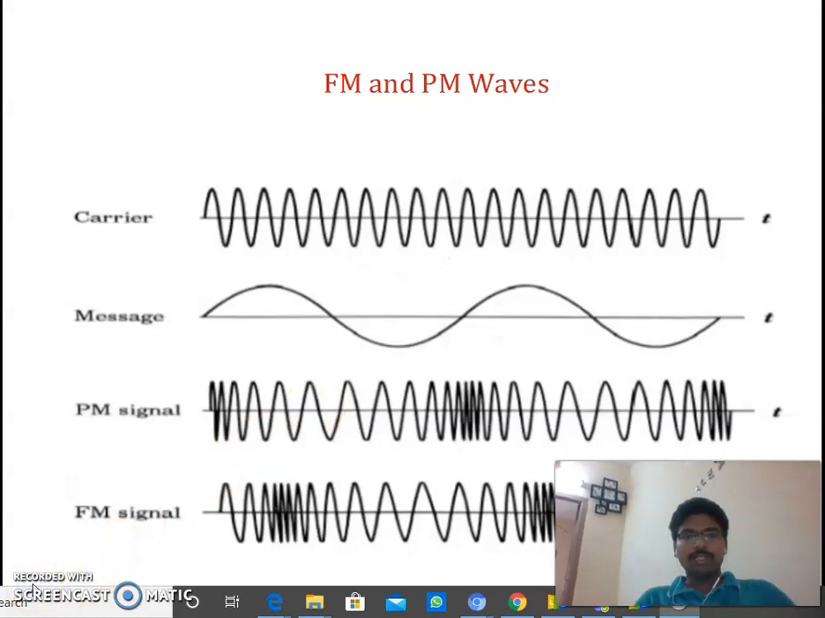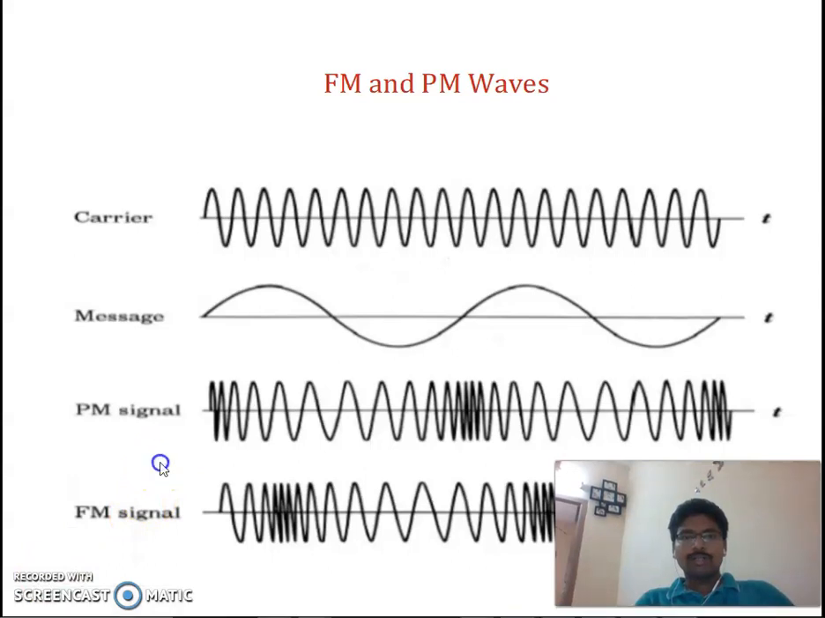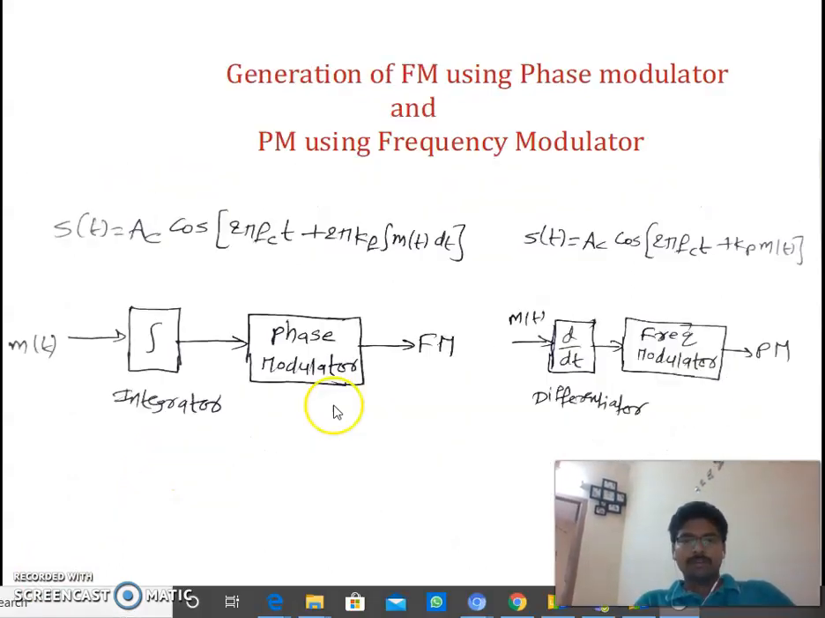Now we will see how to get the FM wave and the PM wave by using one another. We know that S of t is equal to, this is the FM equation, AC cos 2 pi fct plus 2 pi kf integral m of t dt. And this is the PM equation. Both equations differ at this term: kp into m of t, versus kf into integral m of t dt. I am using this phase modulated signal, and the only change is that in place of m of t we have to substitute the integral of m of t. So that's why for the phase modulator we give the input integral m of t signal.